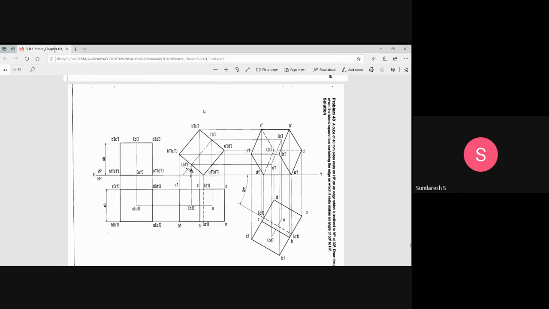Once you complete the front view, then comes the top view. For drawing the top view, you have to observe the cube from the top and apply the rules of visibility. Observing the cube in this position, with the lateral face inclined to HP at 50 degrees, you can see the complete top face, that is A, B, C, D.